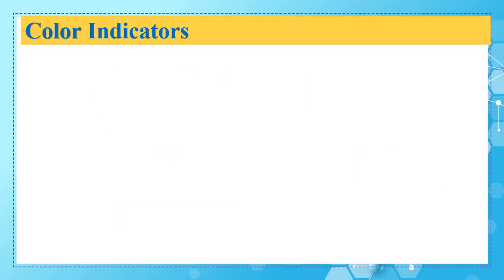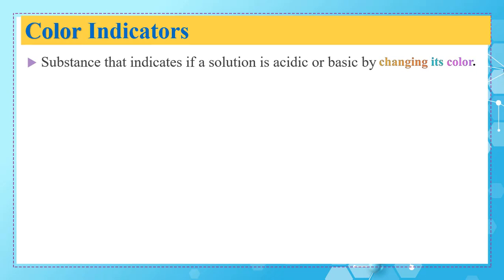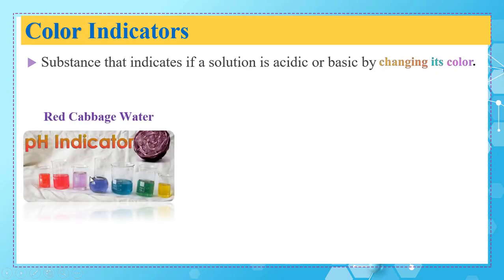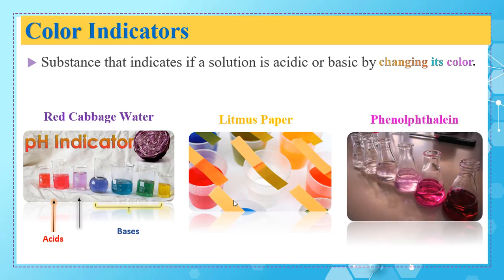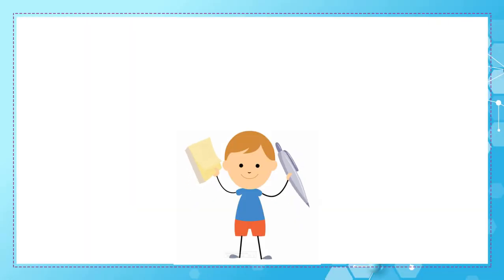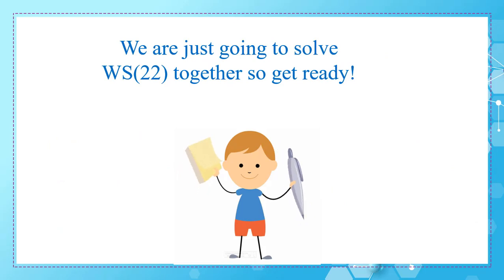What is a color indicator? A color indicator is a substance that indicates if a solution is acidic or basic by changing its color. For example, red cabbage water, which has normally a purple color, becomes red when mixed with acids and gives any of these colors when added to bases. Litmus paper and phenolphthalein are also examples of color indicators. Now, open on worksheet 22 and we are going to solve it together.